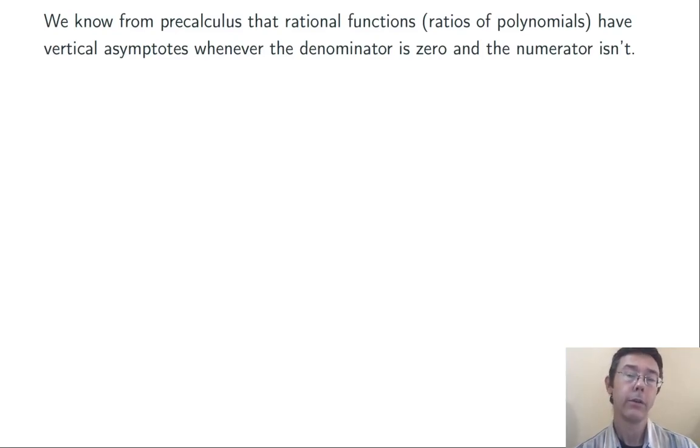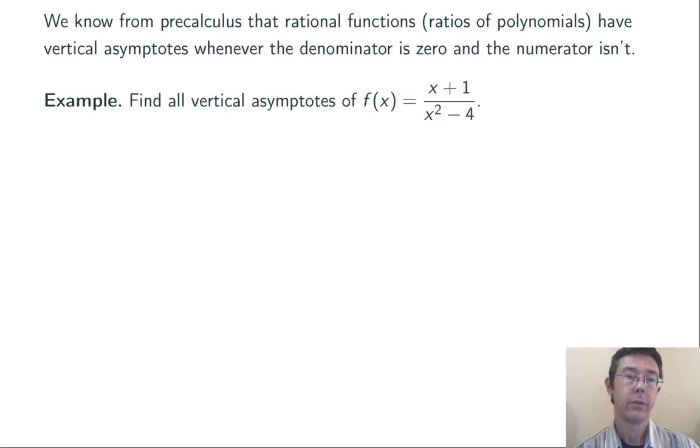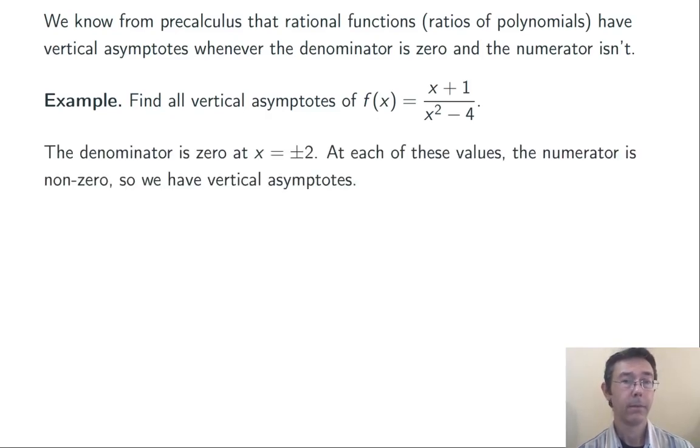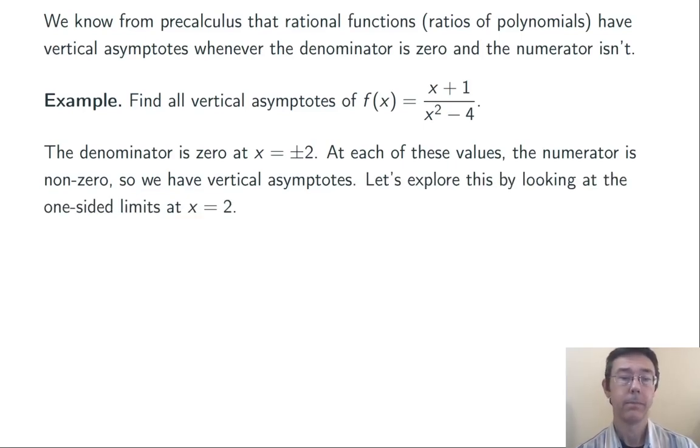Now, we know from pre-calculus that rational functions, one polynomial divided by another, have vertical asymptotes whenever the denominator is 0 and the numerator isn't. We can now be a little bit more specific about that using limits. Here's an example. Find all vertical asymptotes of x plus 1 over x squared minus 4. We know from pre-calculus that we have vertical asymptotes at x equals plus and minus 2. At each of these values, the denominator is 0, but the numerator is not.